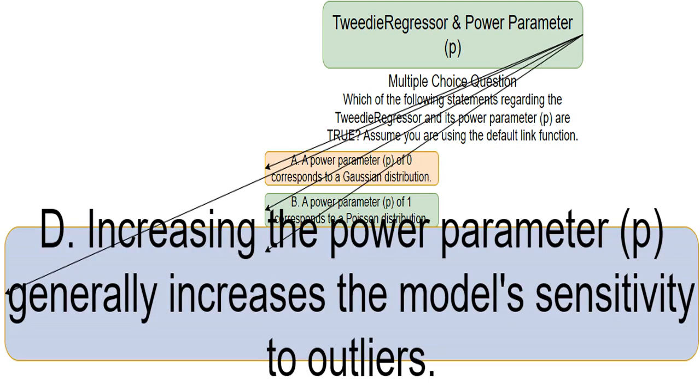Actually, that's incorrect. Increasing p has the opposite effect. It reduces the model's sensitivity to outliers. Imagine it's like smoothing out those extreme values. It makes your model more robust, preventing extreme values from overpowering the rest of your data.